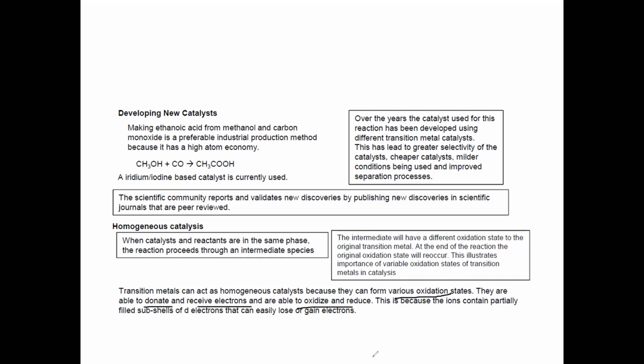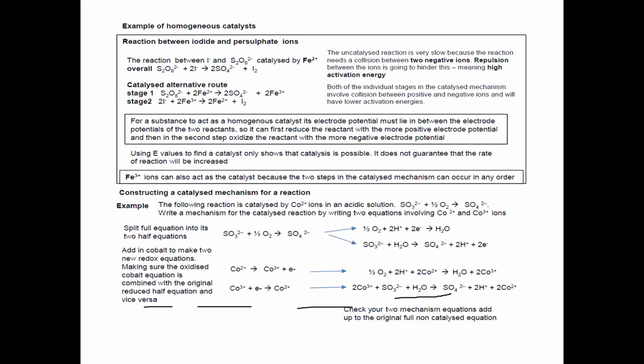So what happens, for example, if you are taking a homogeneous catalyst: the reaction is between iodide and S2O8, and it is catalyzed by iron 2. So how is this catalyzed by iron 2? This is the overall reaction: S2O8 with a charge of -2 reacts with iodide, changing into an iodine molecule and sulfate ion. But how is iron helping this reaction occur at a faster rate?